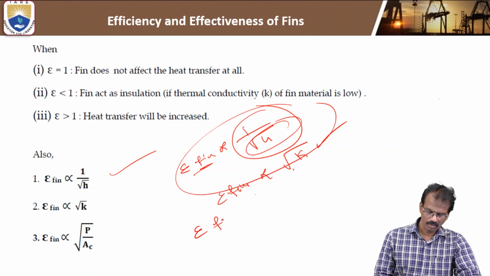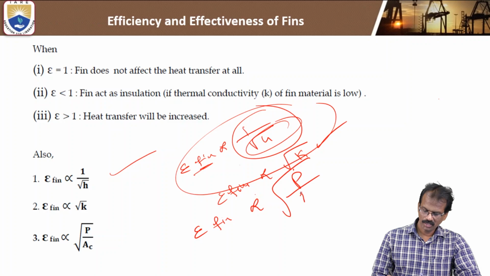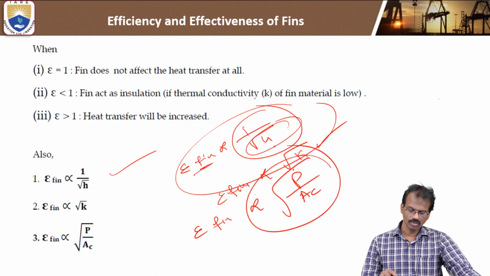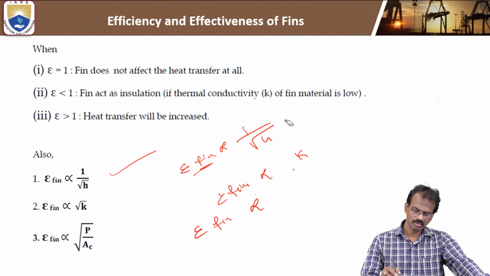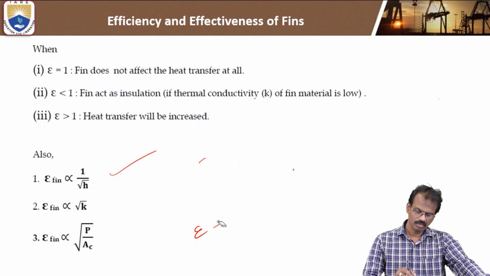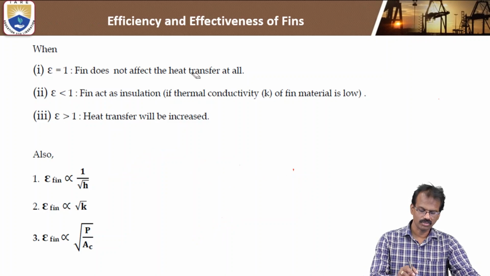Then effectiveness of fin is directly proportional to perimeter by area. So we have to remember these relationships also, which are influencing the effectiveness of fin.